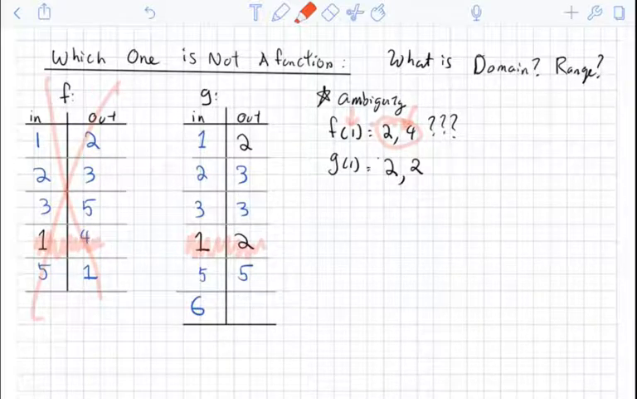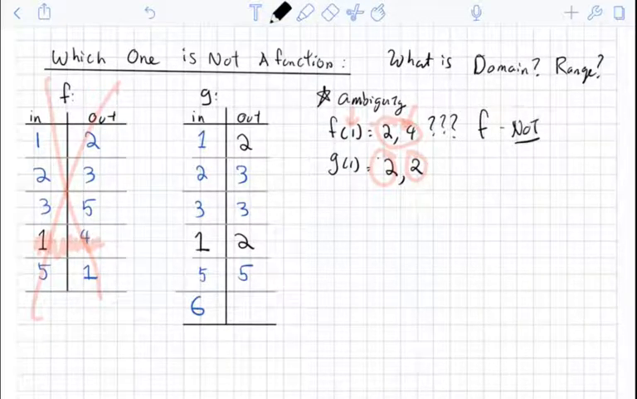What about g? Is g a function? Well, these are the same number. Just because an entry is in the table twice doesn't mean anything. Essentially, as long as the input corresponds to the same output, we're gold. These numbers don't even have to be in order. I mean, it helps if they're in order. It helps to interpret. But this means that f is not a function, and g is still a function.